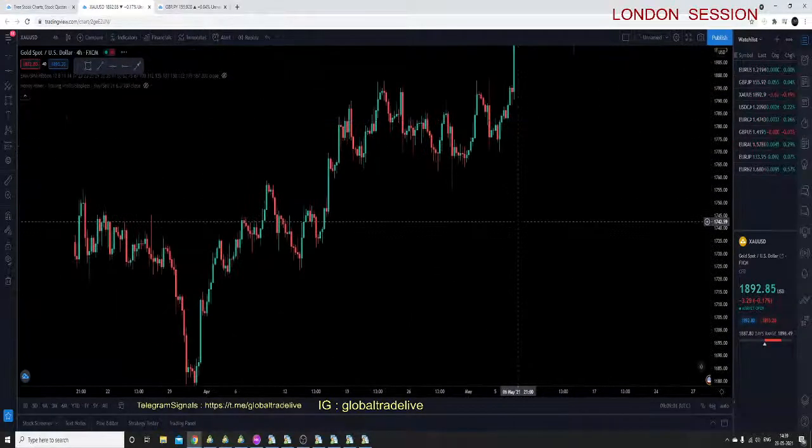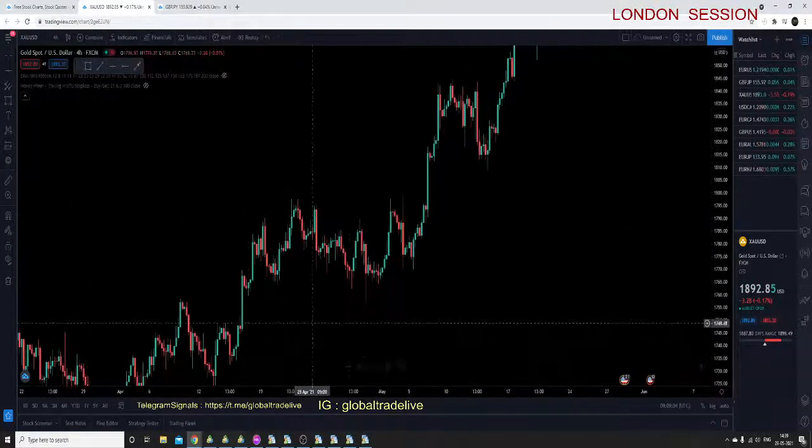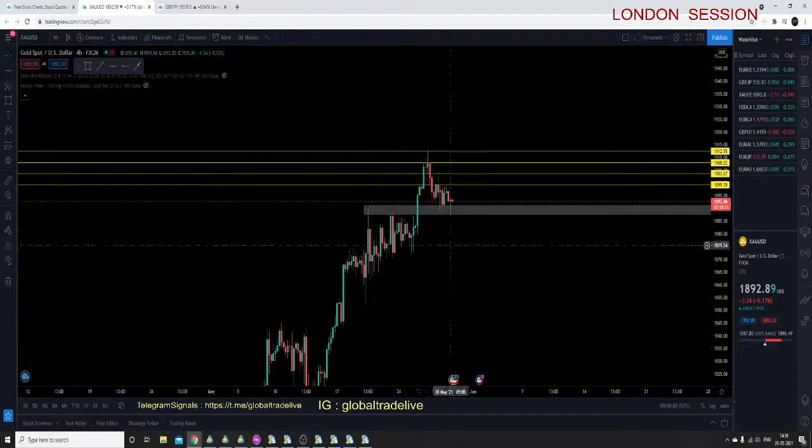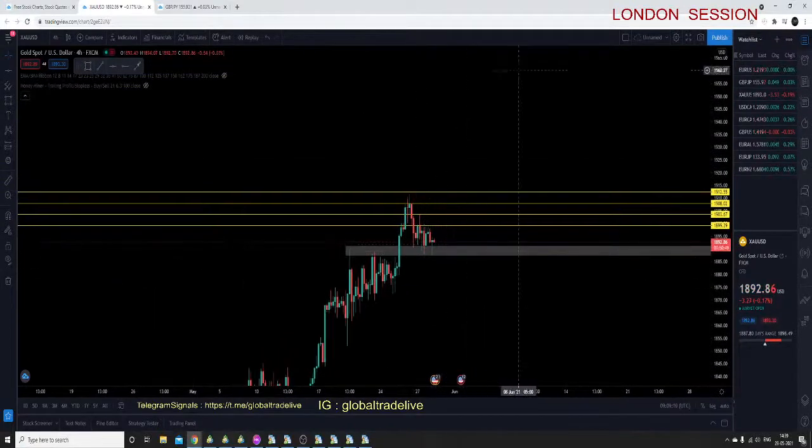So gold moves like it just moves up, comes down, moves up, comes down, moves up, consolidates, moves up, comes down, should move up.